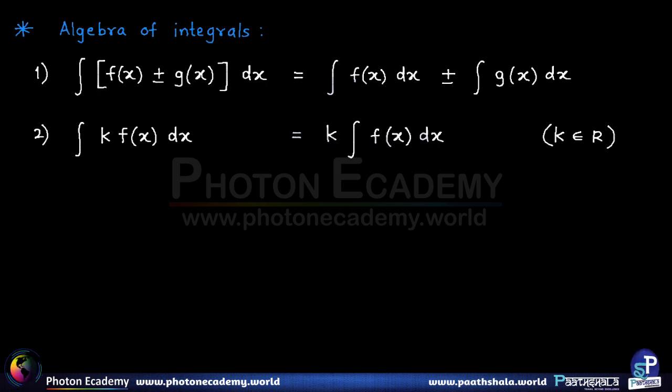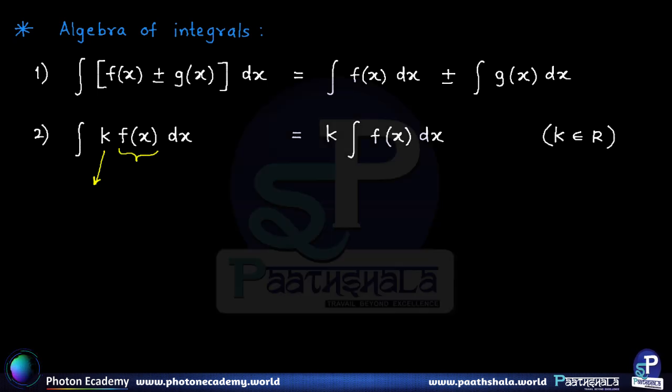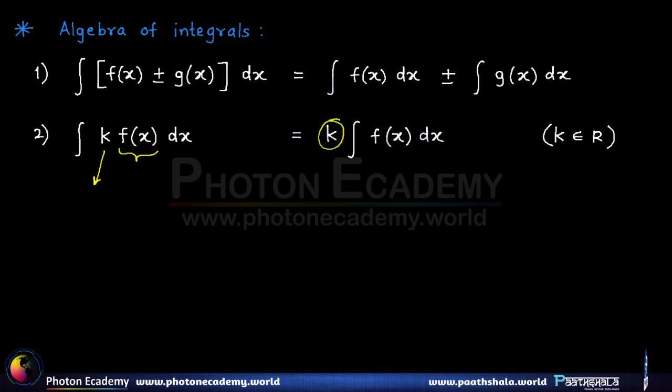And in the second result, suppose k is some real constant which is multiplying a function f of x, and we want to integrate this whole product, then we can take k outside the integral and integrate only the function, which is very much similar to what we do while differentiation. If there is a constant multiplier, then we take it outside the process. Now based on this we will solve a couple of simple examples.